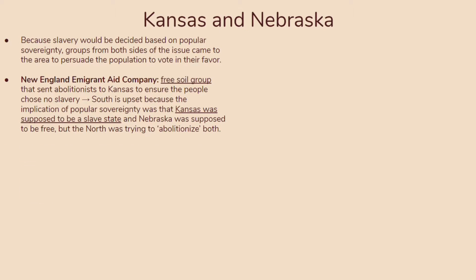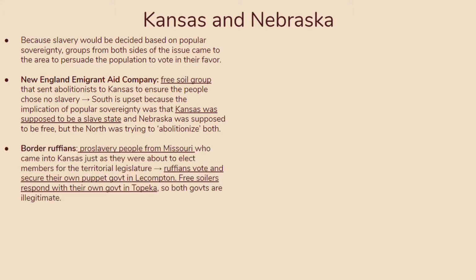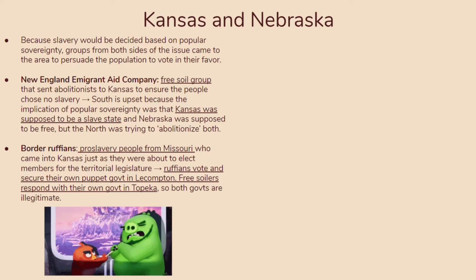So they send in border ruffians. These are pro-slavery people from Missouri who came into Kansas just as they were about to elect members for the territorial legislature. The ruffians vote and secure their own puppet government in Lecompton, while the Free Soilers respond with their own government in Topeka. And both of these governments are, of course, illegitimate. And so between the New England Immigrant Aid Company and the Border Ruffians, you're seeing this struggle for power that will continue to go back and forth and will eventually burst with the Civil War.